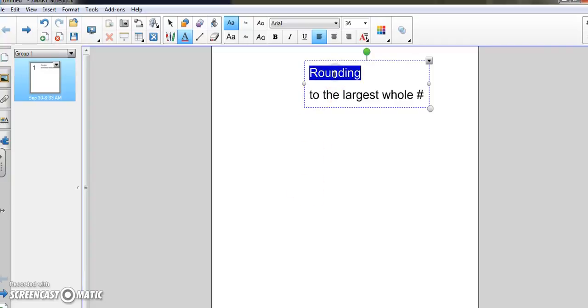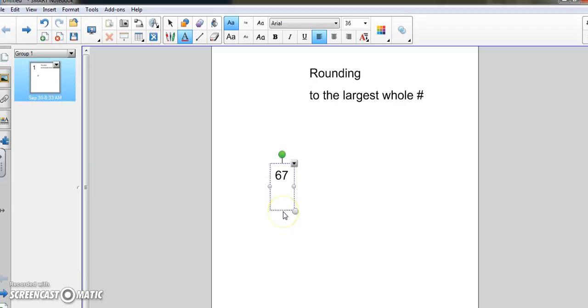Okay, today we're going to talk about rounding to the largest whole number. So when we talk about rounding, that means pushing a number up or making it stay the same, depending on the number to the right. So if I had a number, and we're just going to start off with something easy, 67, and then I'm going to have 64. So I'm looking at these two numbers here, 67 and 64.